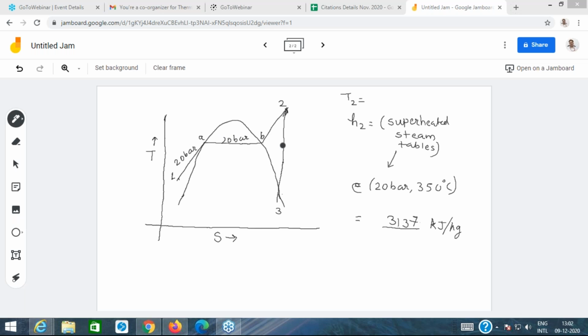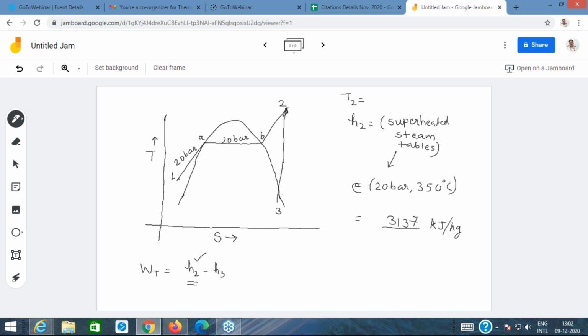Now, what is important for you is, if I want to find the turbine work, what would be the turbine work expression? Specific turbine work expression per kg. Look at my diagram and tell me what is the turbine work expression. So the turbine work expression would be H2 minus H3 per kg. You already know H2 now, from the steam table you have obtained that H2 value. So we need to figure out the H3 value.